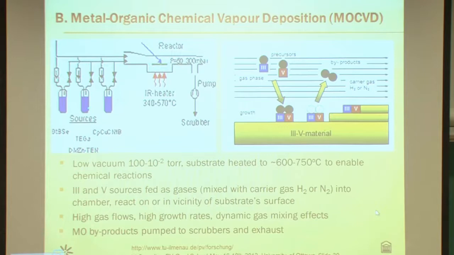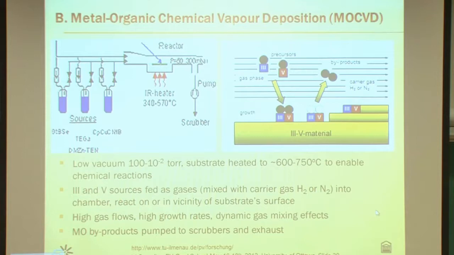So these sources come out as a precursor, which I'll get to in the very next slide, what they actually are. And you have a reaction happening on the surface or near the surface of the substrate where these precursors are, it's called cracking. We remove the organic from the metal, leave the metal behind for the group 3, and the organic comes off as a byproduct. The group 5s are through an arsine or phosphine, so the hydrogen will escape off of those.